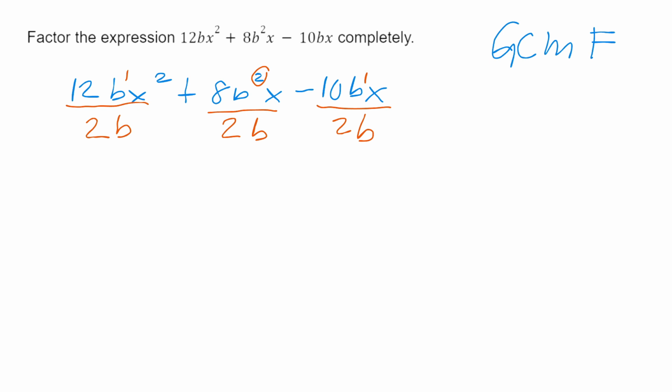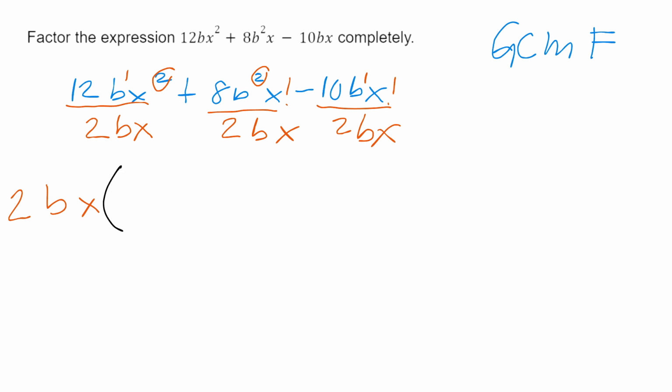Now, let's go with x. Is x common with all of the three terms? Yes, x is also common. And what's the lowest power of x? What are the powers of x? We have here 2. We have 1 and 1. So the lowest power of x here is also 1. And again, no need to write the 1. So simply x. So our GCMF is already 2bx. I hope you're able to follow that one.